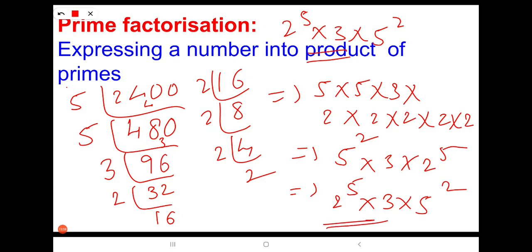Is there any difference between the answers? You can see these two answers are the same. If you start with 5 or 3 or 2, nothing is a problem. Okay, this is about prime factorization. I hope you understand. Here if you observe, 2, 3 and 5 are prime numbers only. Okay, right. Thank you.